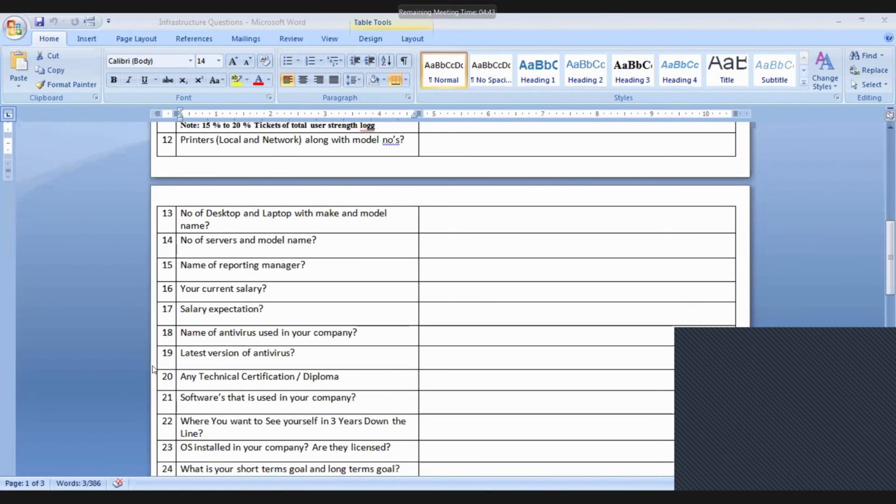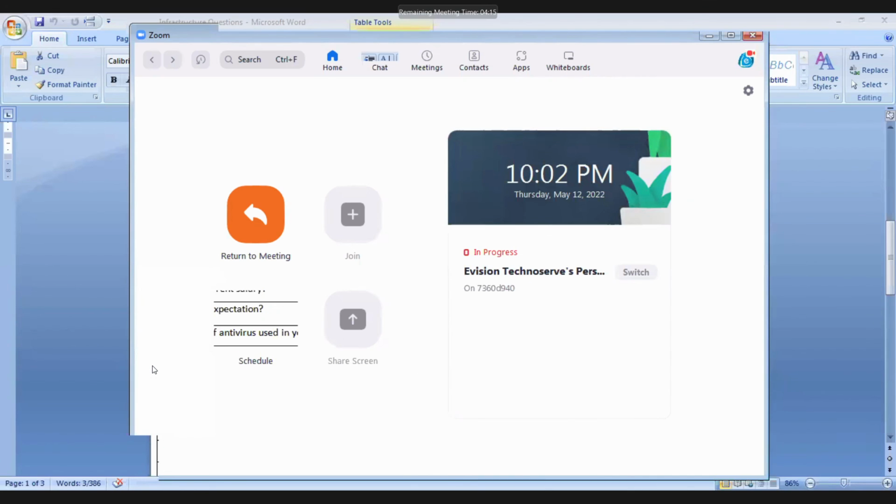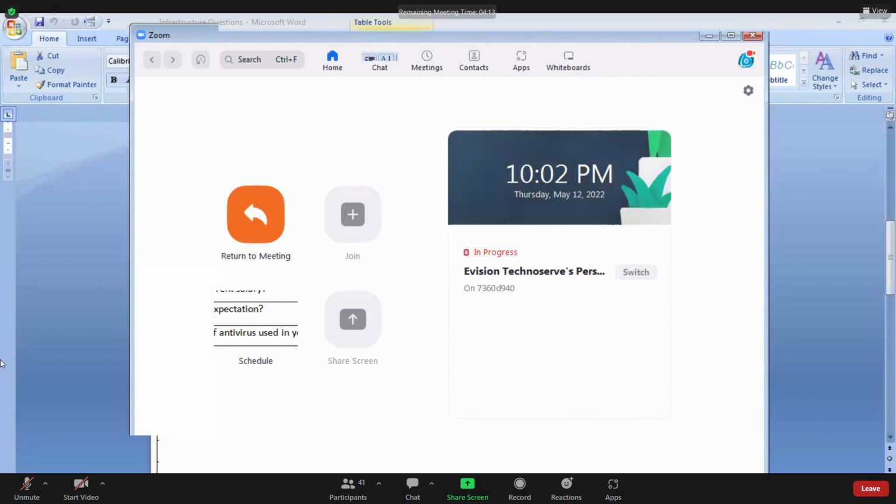Means in your current organization you have 15 days of notice period. Make a note, 15 days of notice period. In these 15 days, you are already serving your notice period. So 7 to 8 days you have already served, and in the next 7 days you will be released. Any confusion? Repeat, sir. No, sir.